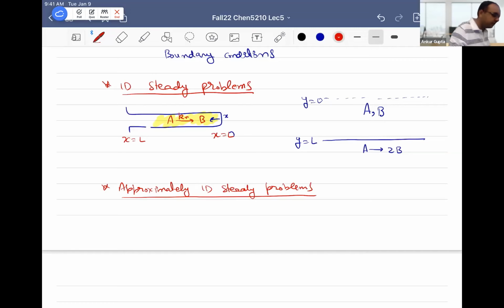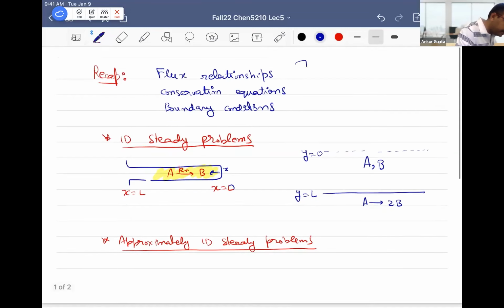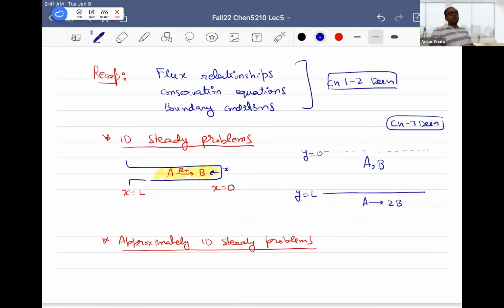We are still in chapter 3 of Dean. So this was chapter 1 and 2, and this is a recap. Some students like to use the book. Chapter 3 of Dean is what we are still with. Approximately 1D steady problem. And I personally prefer to run these examples now.